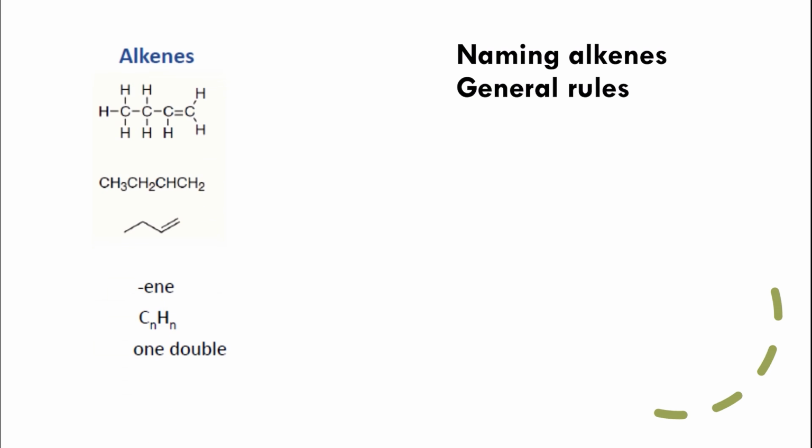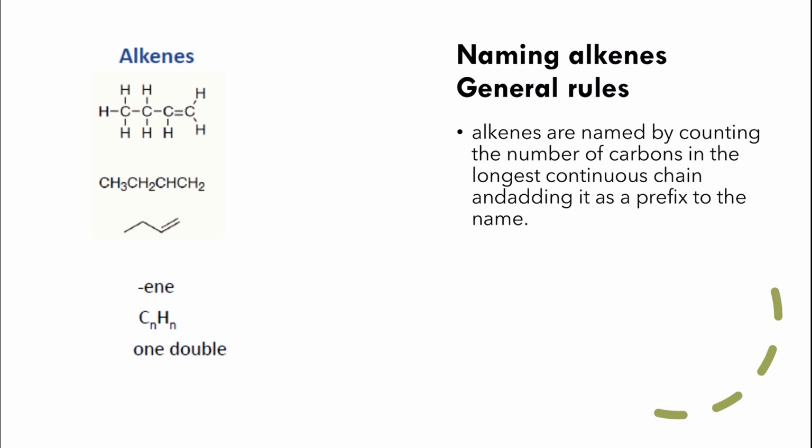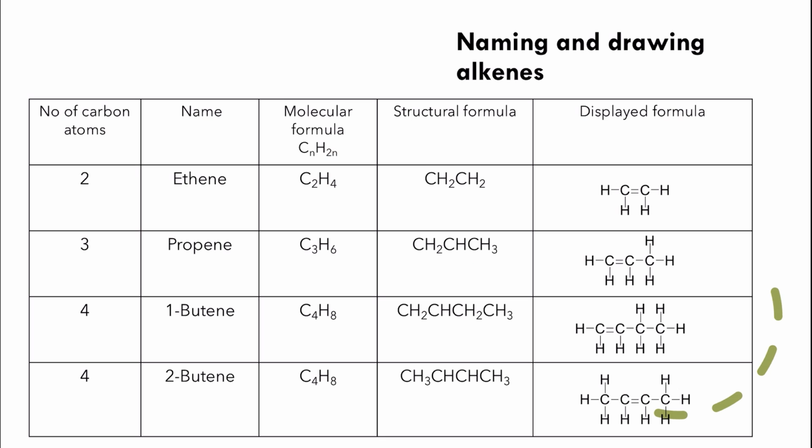To name the alkene, we're going to use the exact same general rule we used before. So alkenes are named by counting the number of carbon atoms in the chain, and then we give the prefix which refers to the number of carbon atoms, and then the suffix will be "ene," which refers to alkene. These are the first four members of alkenes that you need to learn about. The first member will have two carbon atoms because you cannot have a double bond from one carbon atom. This is ethene, which has this double bond.